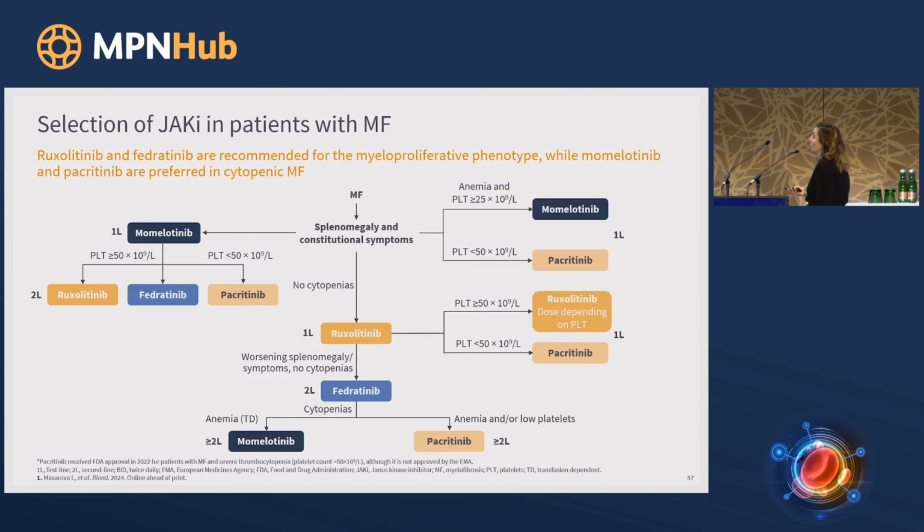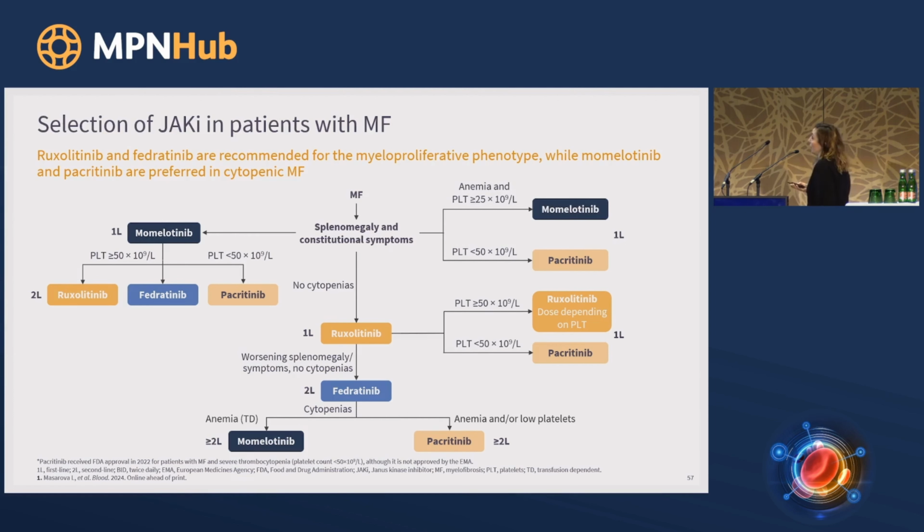So, summarizing, the selection of JAK inhibitors in patients with myelofibrosis should be driven by the presence and the severity of cytopenia. For those patients who present splenomegaly and constitutional symptoms without severe cytopenia, ruxolitinib or fedratinib can be used as first line, considering a switch to momelotinib or pacritinib in case of the new onset or the worsening of anemia and thrombocytopenia.